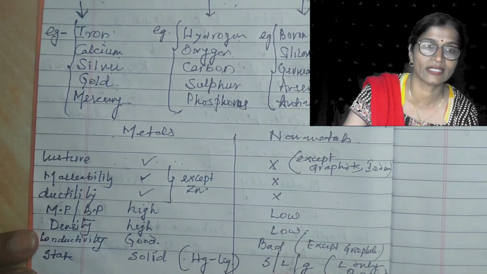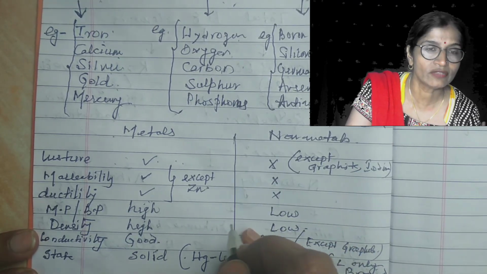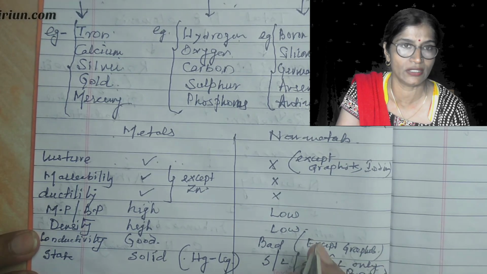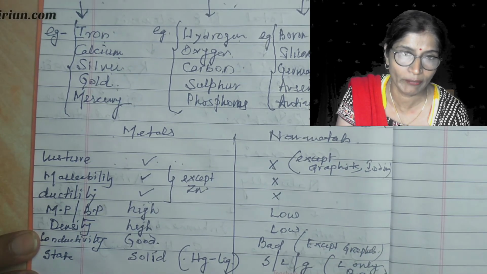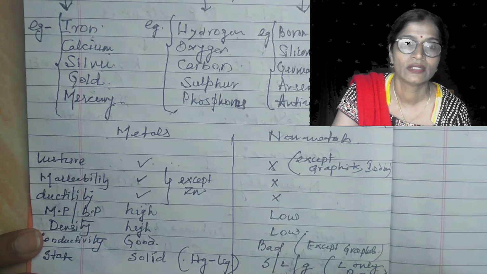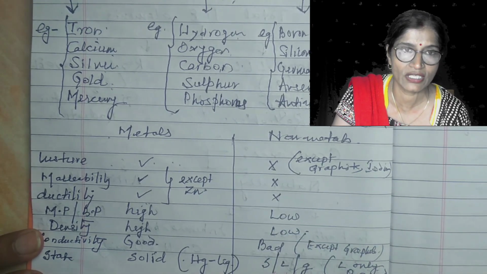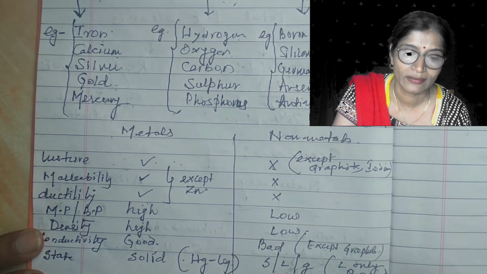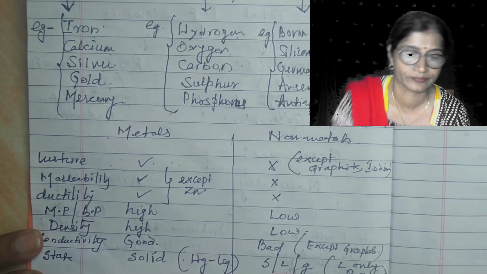The metals are the atoms of the elements which have either 1, 2 or 3 electrons in the outermost shell. Then they are metals. And according to electronic configuration, non-metals means the atoms of the elements which have either 5, 6, 7 electrons, then they are non-metals.